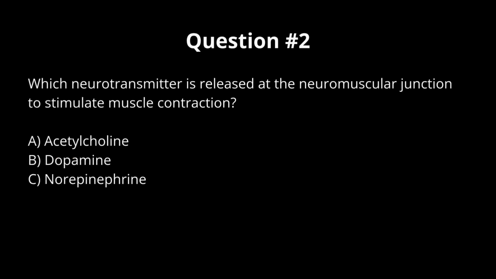Question number 2. Which neurotransmitter is released at the neuromuscular junction to stimulate muscle contraction? A. Acetylcholine, B. Dopamine, C. Norepinephrine. The correct answer is A. Acetylcholine is the neurotransmitter released at the neuromuscular junction to stimulate muscle contraction. Acetylcholine carries the neural signal across the synaptic cleft, initiating depolarization of the muscle fiber.